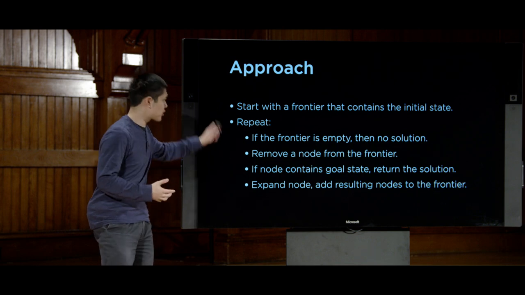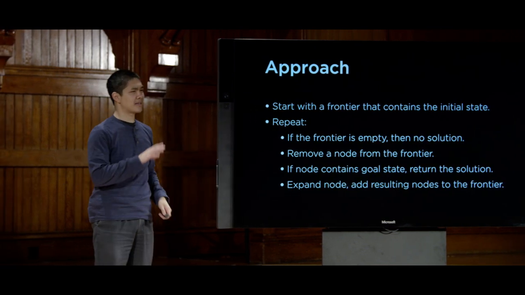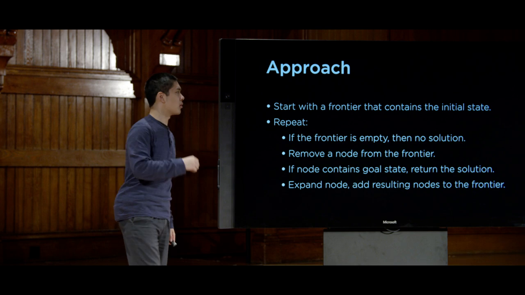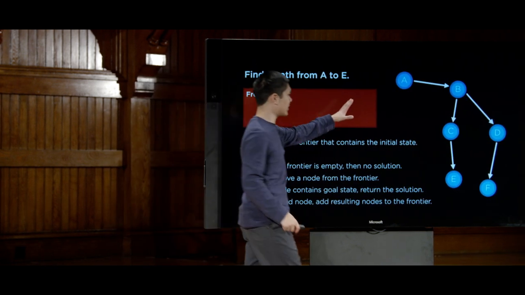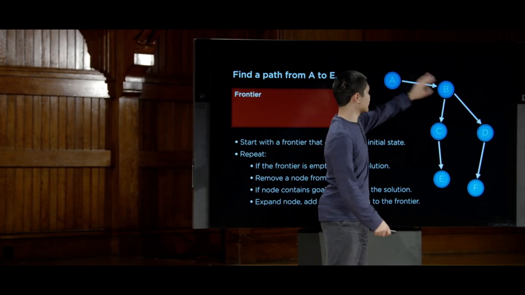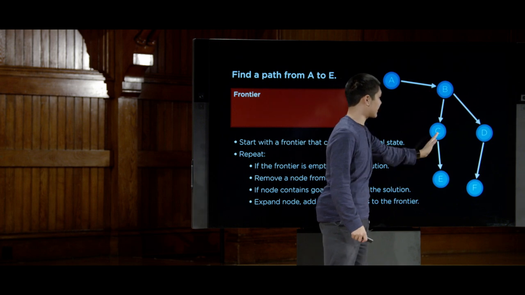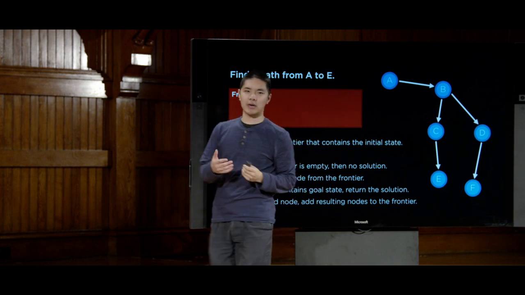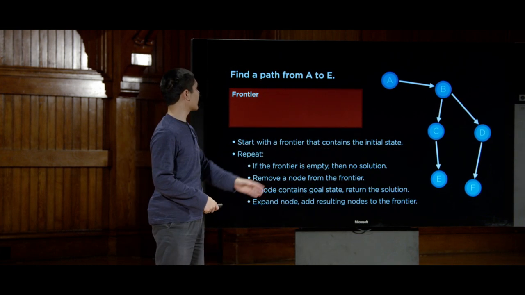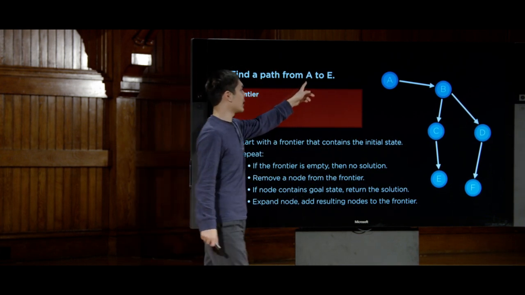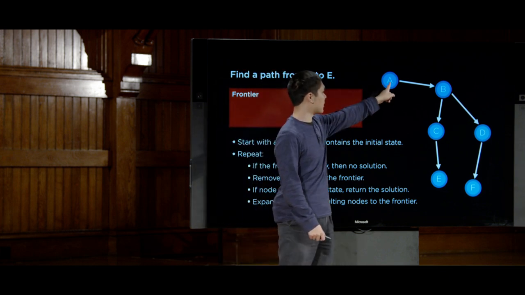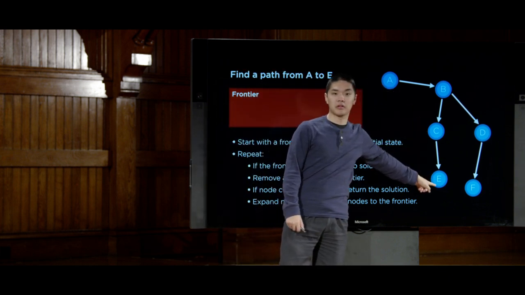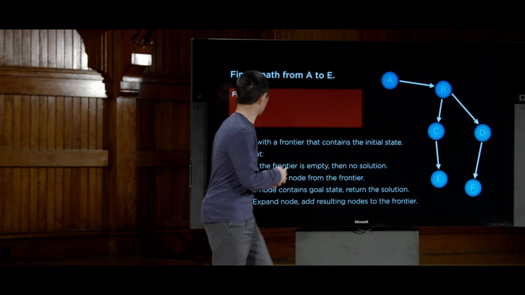So let's actually try and take this pseudocode, put it into practice by taking a look at an example of a sample search problem. So right here, I have a sample graph. A is connected to B via this action. B is connected to nodes C and D. C is connected to E. D is connected to F. And what I'd like to do is have my AI find a path from A to E. We want to get from this initial state to this goal state. So how are we going to do that?